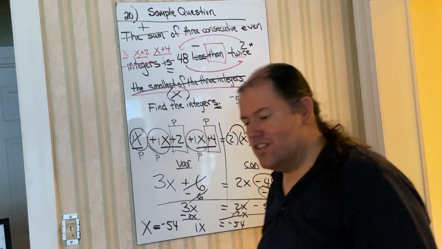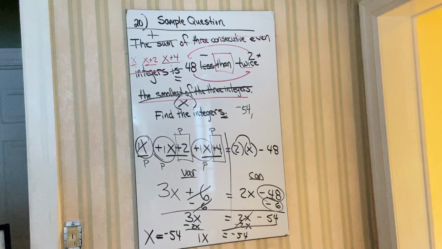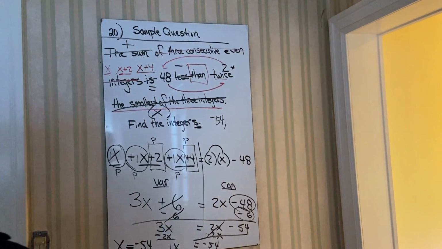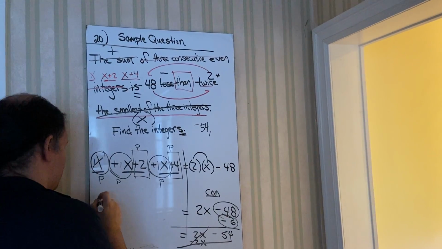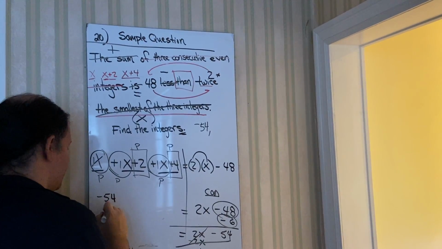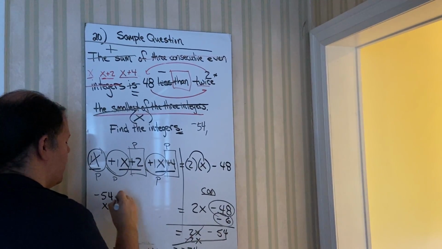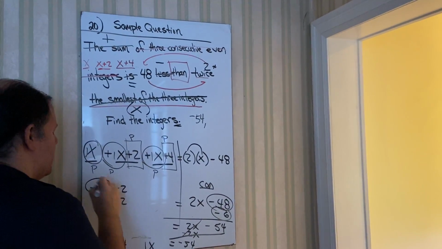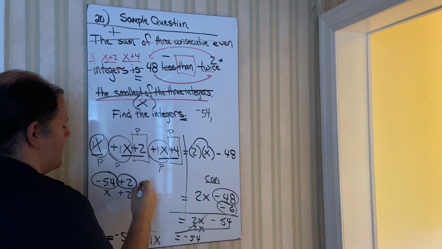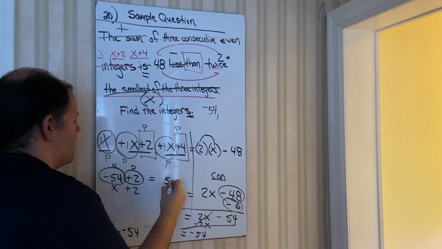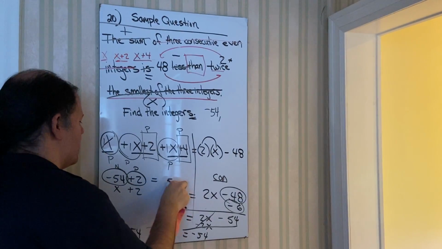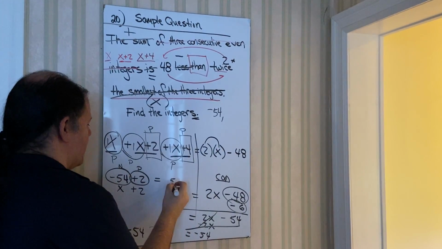Okay? So if you add 2, remember, a negative and a positive, you secretly have to subtract. Negative 54, that's the x. Add 2, negative, positive, subtract. Who wins the tug of war? You're going to have team negative.